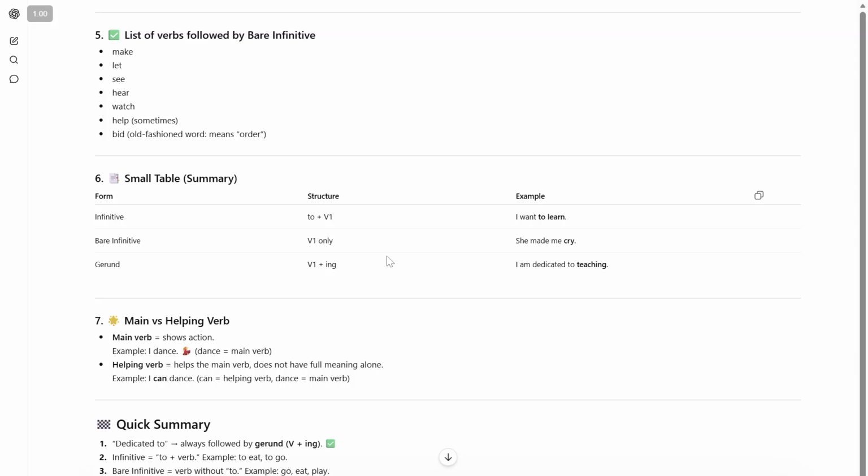Number 7, main verb and helping verb. A main verb shows action. Example: I dance. Dance is the main verb. A helping verb helps the main verb and does not have full meaning alone. Example: I can dance. Can is the helping verb, dance is the main verb.